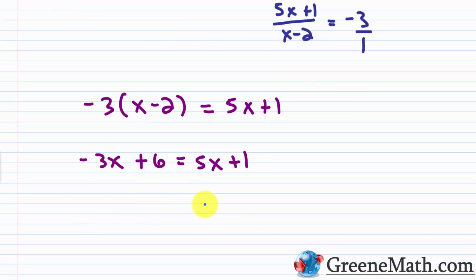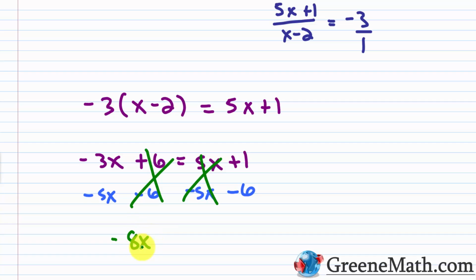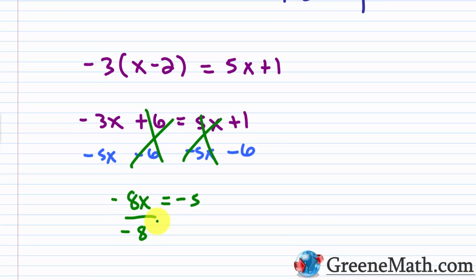So to solve this, let me subtract 5x away from each side of the equation and subtract 6 away from each side of the equation. So we're going to see that this is going to cancel and this is going to cancel. So -3x minus 5x is -8x. And this equals 1 minus 6, which is -5. Let's divide both sides by -8. And we're going to end up with x is equal to 5/8.